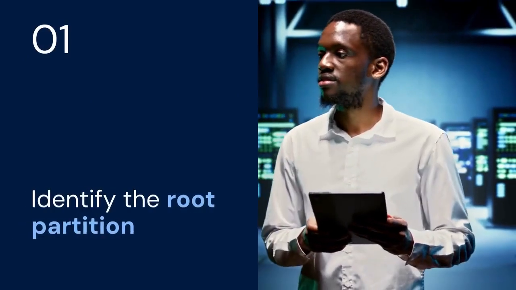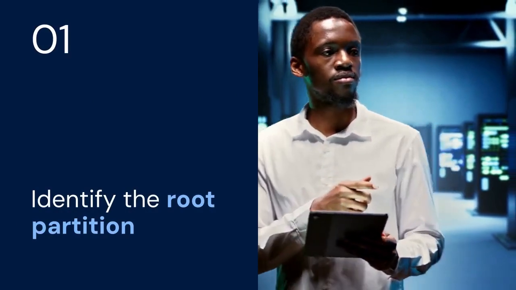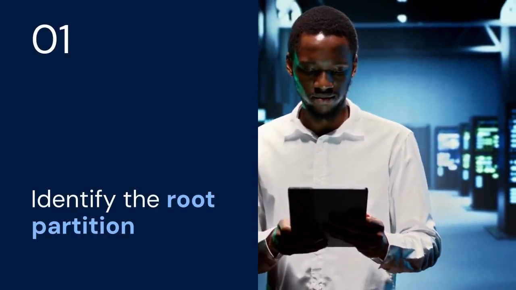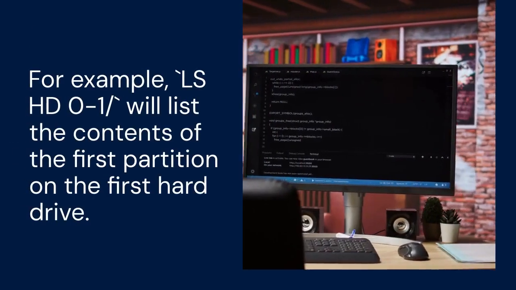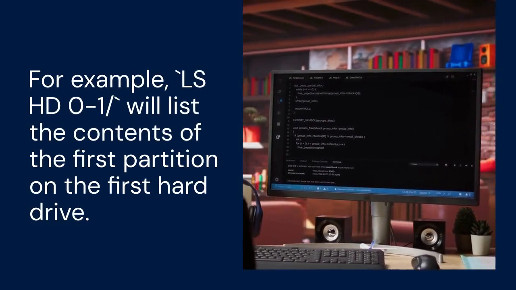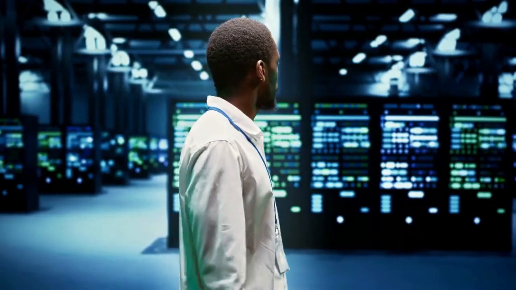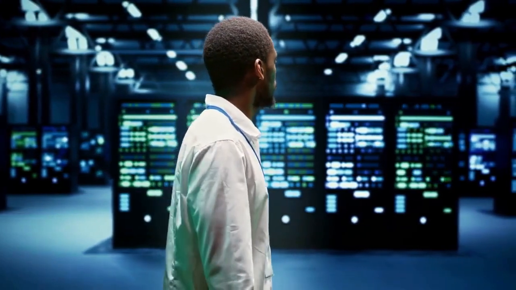1. Identify the root partition. The first step is to tell GRUB where your root partition is located. Use the ls command to list available partitions. For example, ls (hd0,1)/ will list the contents of the first partition on the first hard drive. Look for familiar directories like /boot, /etc, or /home. Once you identify the correct partition, note it down. This is crucial for the next steps.